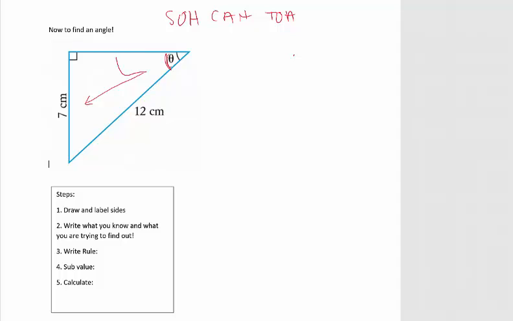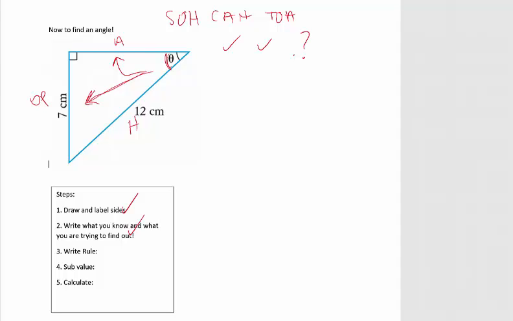Label the sides. Adjacent means next to. Opposite. Hypotenuse is always opposite the right angle and the longest side. So we've labelled it. Now write down what you know and what you're trying to find out.